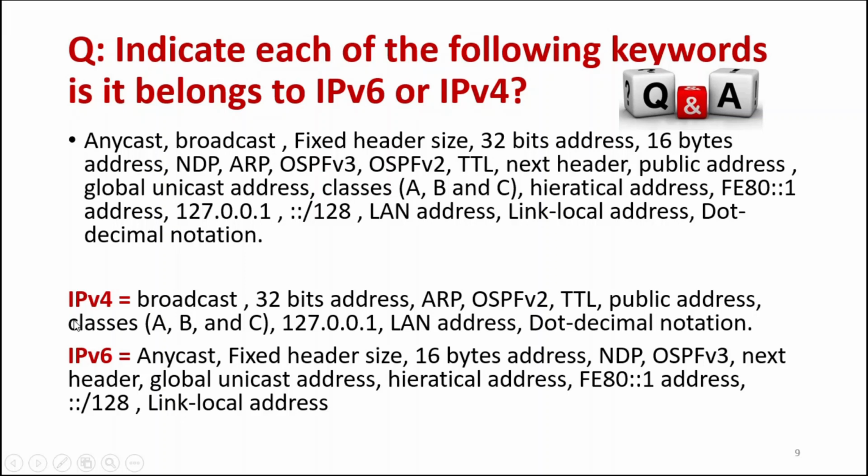Hierarchical address. One of the main features of IP version 6 is the hierarchical address feature. It means IPv6 is built based on a tree or hierarchical shape. The hierarchical structure of IPv6 is a feature, so hierarchical address appears in IPv6.